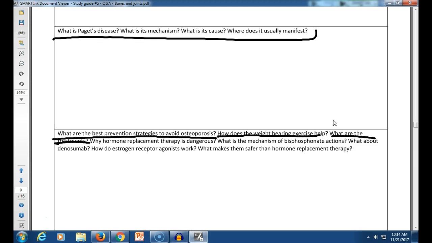Denosumab, bisphosphonates, hormone replacement therapy. Hormone replacement therapy is when women start to take estrogen analogs that stimulate estrogen receptors everywhere. What's the problem? Estrogen can cause cardiac problems. Cancer. Two types of cancer that are very common in females, pretty much only females, breast and ovarian cancer.